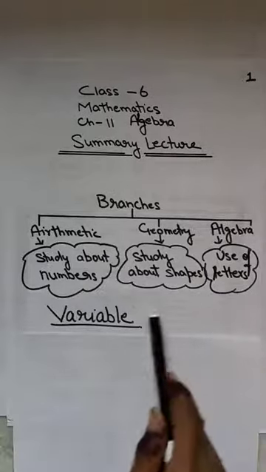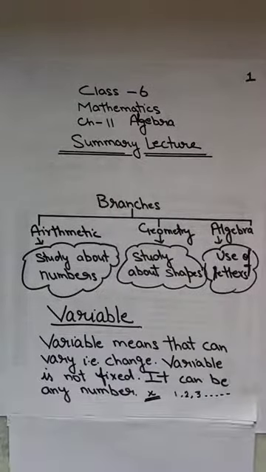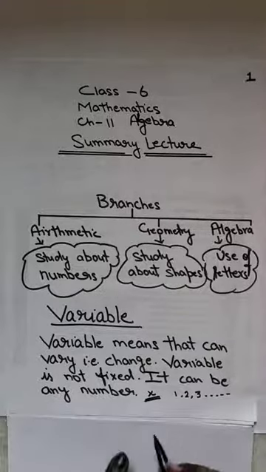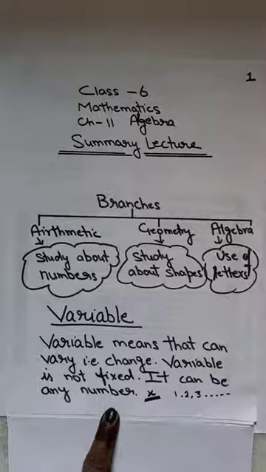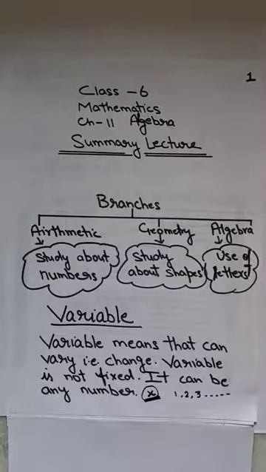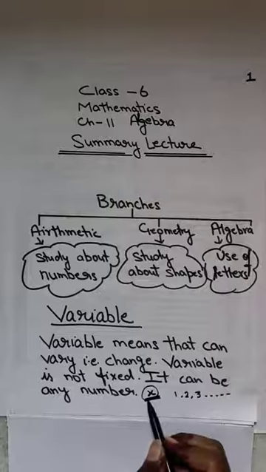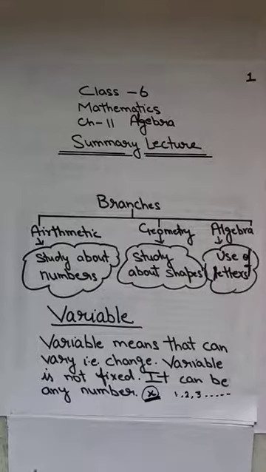And these English letters are known as variables. Variable means that it can vary, it can change, because these English alphabets do not have any fixed value. It can be any number. So suppose I am taking x. This x is a variable, and remember one thing, you always write a variable in small letters. If I am writing variable x, it can be any number: 1, 2, 3, or any number. That's why it is known as a variable, it is not fixed.